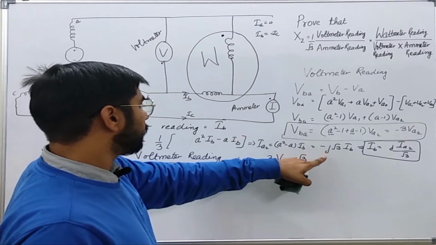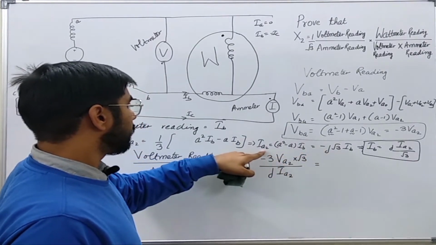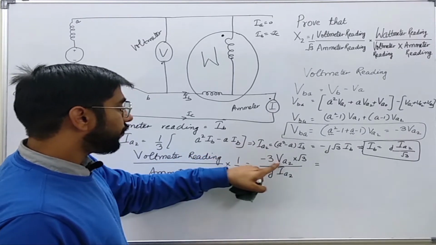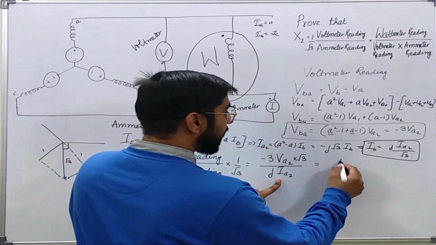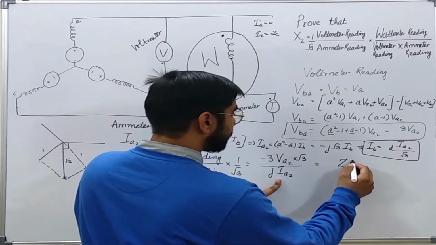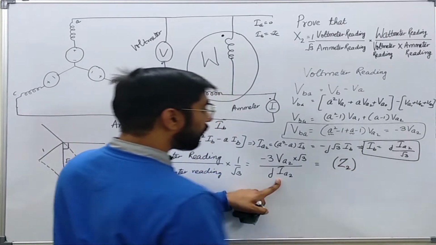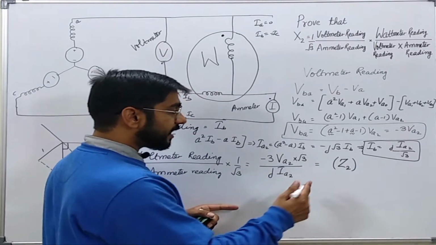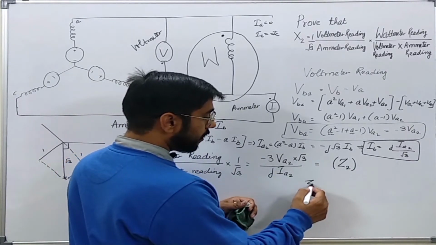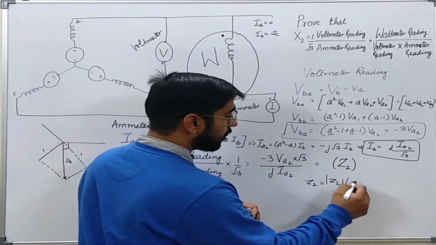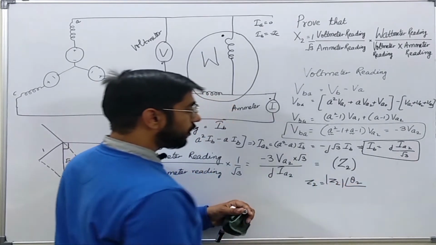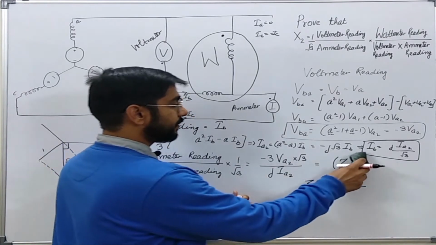Now this VA2 over IA2 is nothing but the negative sequence impedance. If I want to write Z2 as Z2 angle theta 2, I will write it like this.